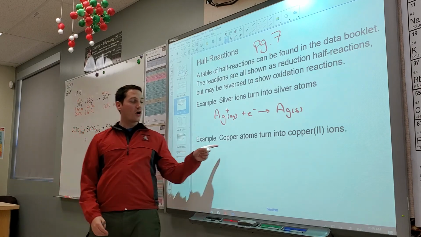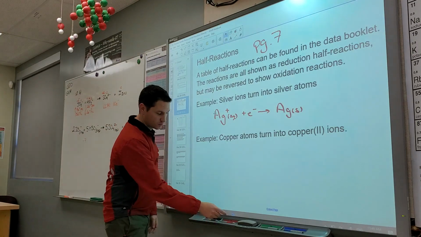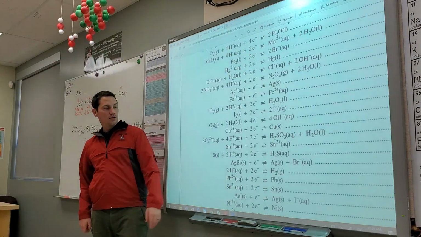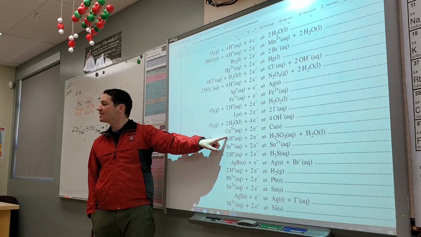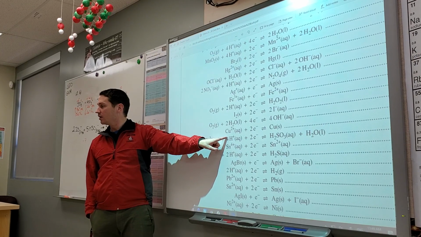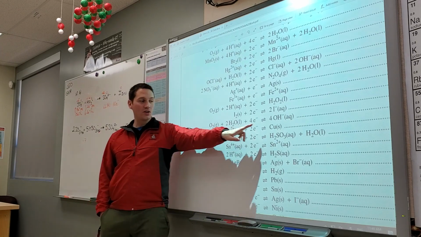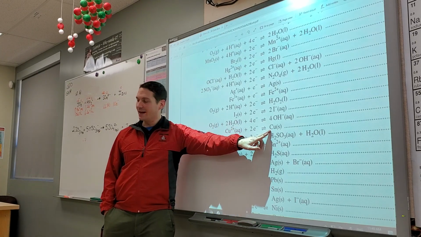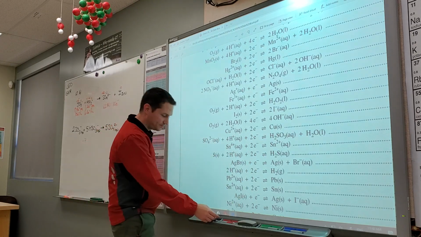Where do you see copper atoms turning into copper 2 ions? Right, kind of below it. But is it written this exact same way? No. We have to reverse this reaction. We have to start with copper metal, and it has to produce 2 electrons and a copper 2 ion.